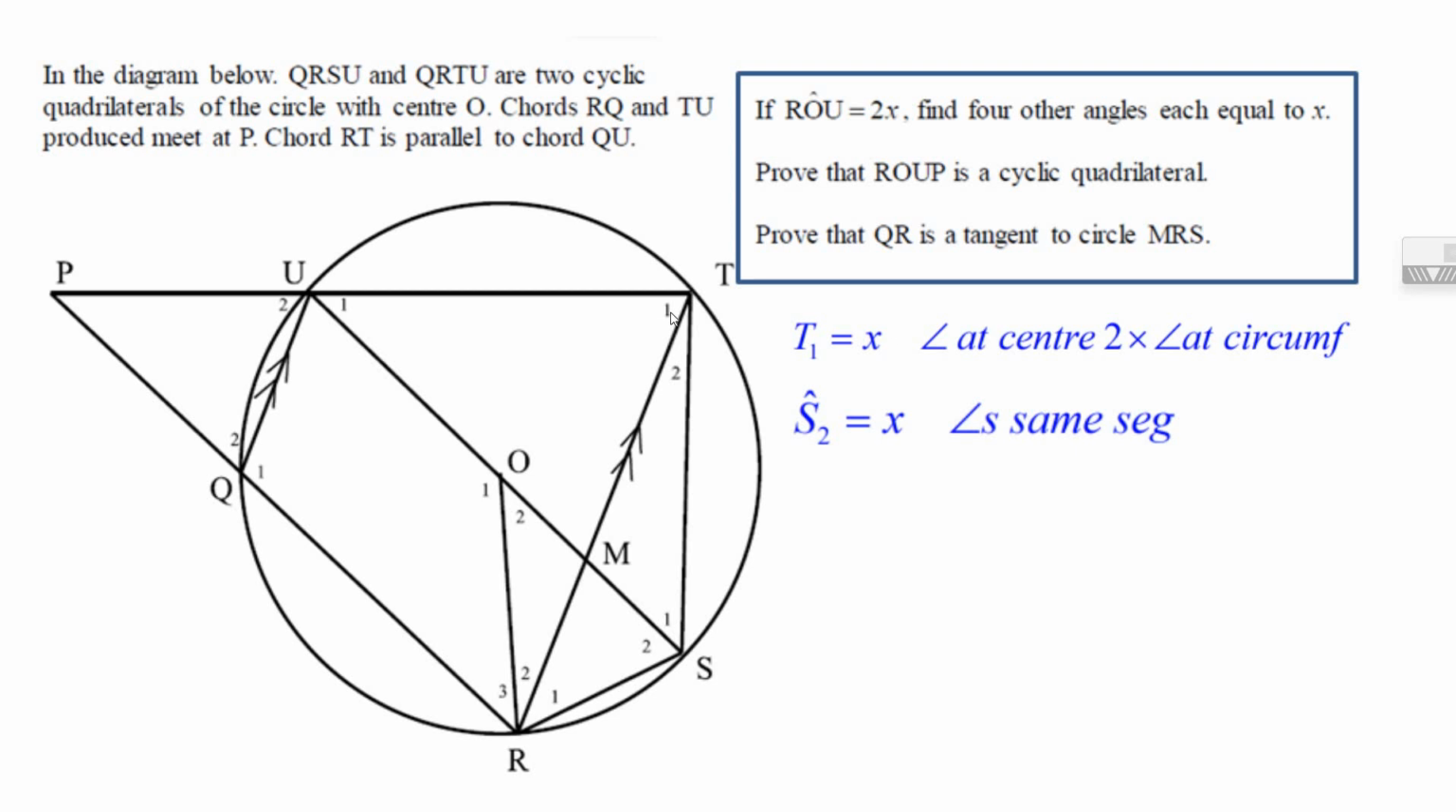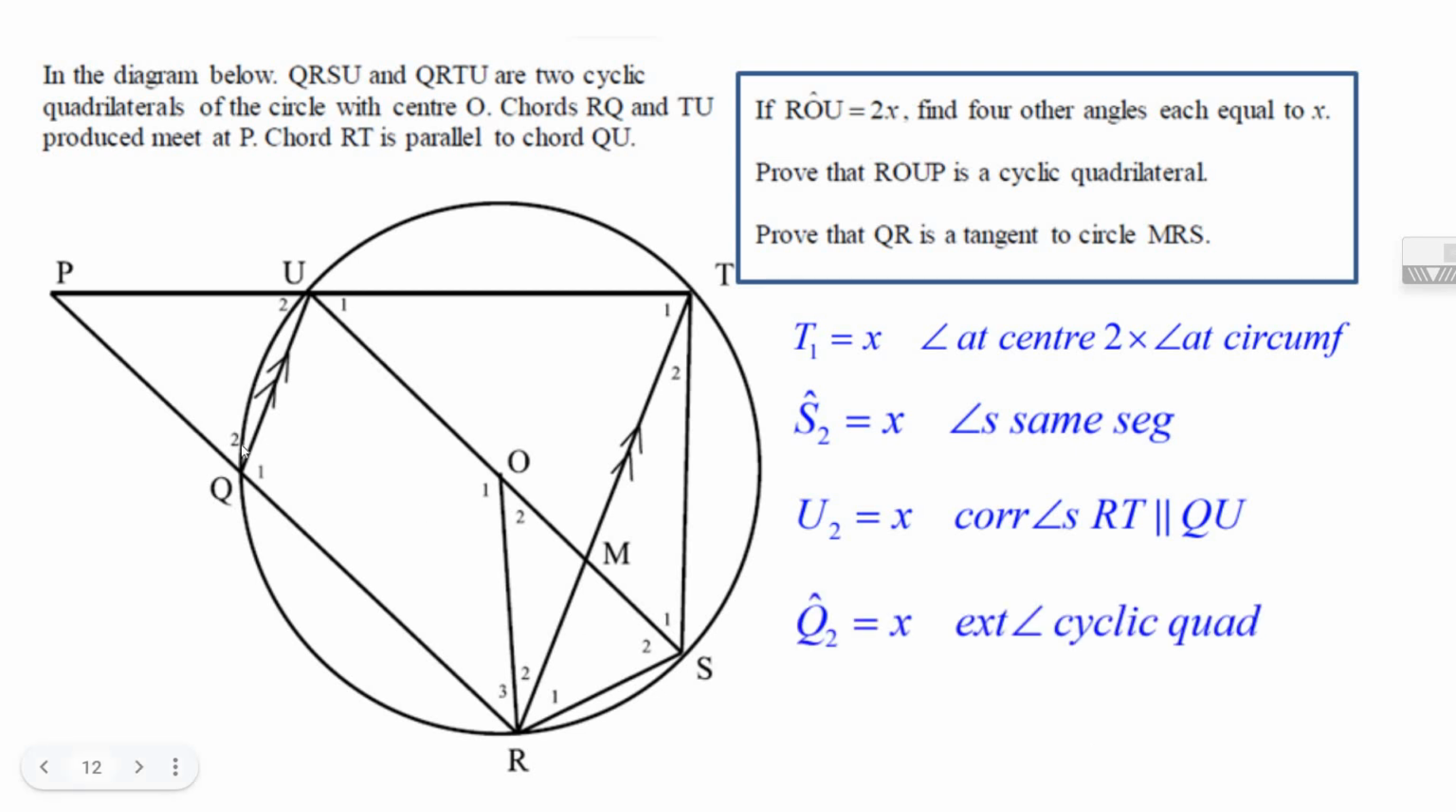Now, if that T1 is x, these are parallel lines. T1 and U2 are corresponding angles. That's because RT is parallel to QU. What one did I do next? Oh, yeah, Q2. In this quadrilateral right here, S2 and Q2, it's the exterior angle of that cyclic quad. So if S2 is x, Q2 must be x. And for the same reason, if U2 is x, then PRT is x. They only asked for 4, but we're going to use that one a little later on.